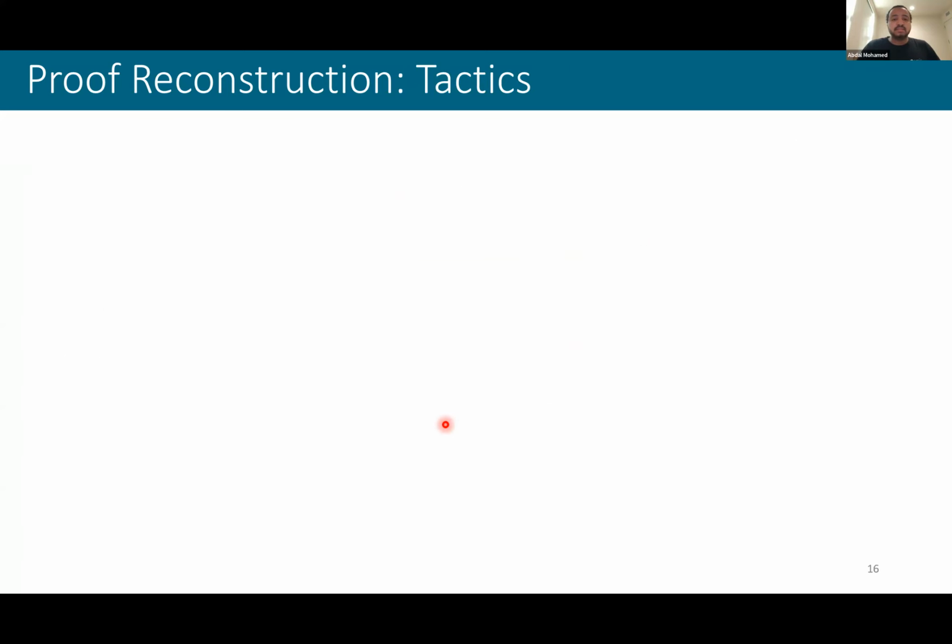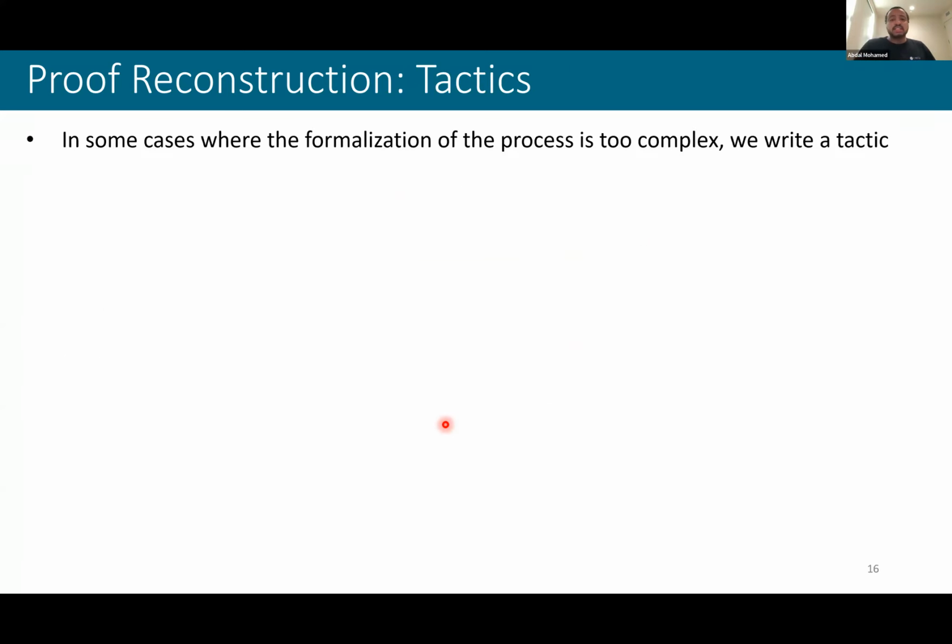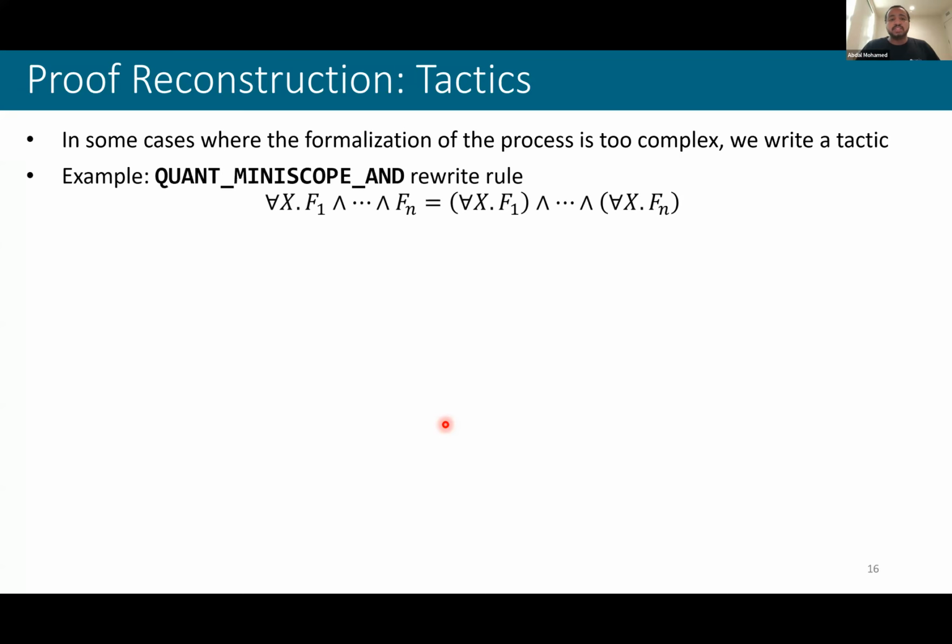For a tactic, in some cases, writing a theorem for a particular rule might be too hard. For example, if you look at this quantifier rule, what it does is that it goes and pushes the quantification for all x here inside for each formula. However, x here in this rewrite rule denotes multiple variables. So it could be an arbitrary number of variables, 3, 4, 5, or whatever.